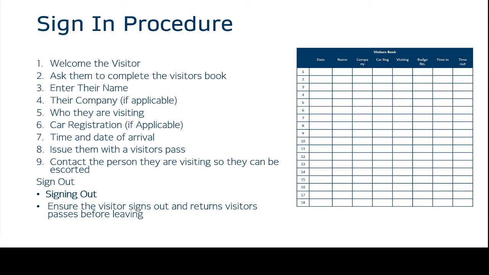You then want to issue them with a visitor's pass. I know not all organisations do this, but if your organisation issues visitor's passes, then you want to issue the pass and write the badge number into the visitor's book. And if you're not the person they're coming to visit, you'd want to contact that person so that they can be escorted. You would not let them wander about. Your organisation might be a bit lax, but in most organisations you wouldn't say, oh, it's a second right and then a left to get to their office. You would have them wait in reception until the person came to escort them.